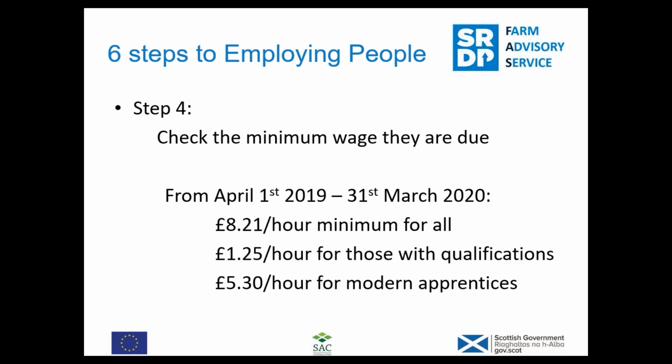There is one exemption to the £8.21 per hour minimum, which is modern apprentices, who can be paid £5.30 per hour for up to 18 months. But that would be modern apprentices that are going through an official recognised scheme. Minimum wages are due to go up as of the 1st of April 2020, so that is why I recommend you consult the Wages Board guide, the new guide, once it is released.